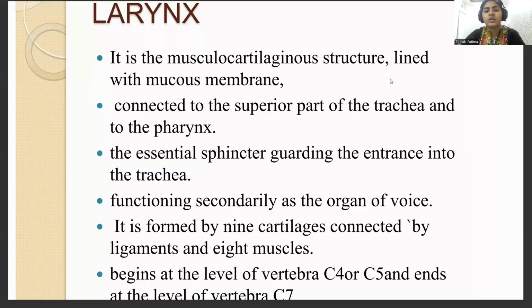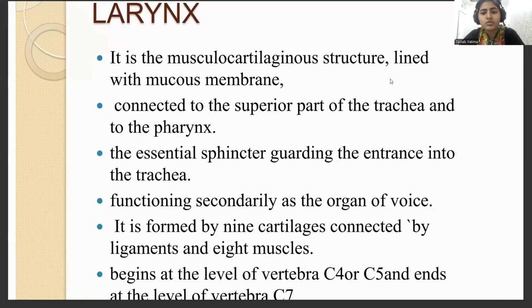It is a muscular cartilaginous structure lined with mucous membrane. Why are we calling it musculocartilaginous structure? Because it is the combination of cartilage and muscles. We don't have bone here. It is lined with mucous membrane, and the protection is done by the mucous membrane.